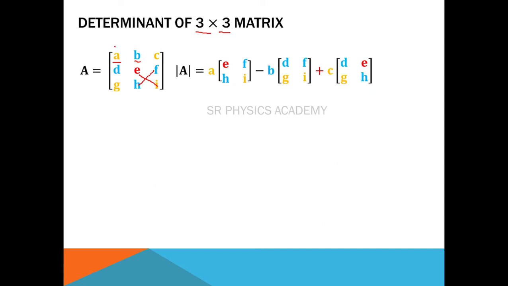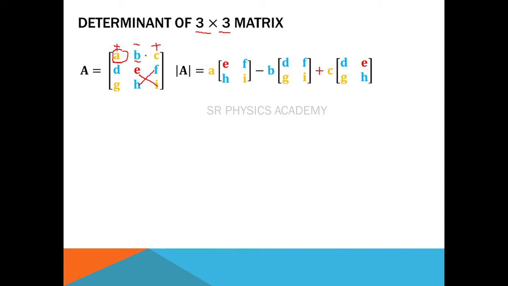First we have to think that this is plus, next sign will come minus, again plus, this alternating sign will come. So in this case plus A means we get A times the determinant of the remaining part, that is a 2 by 2 matrix. So E, F, H, I, we got it.